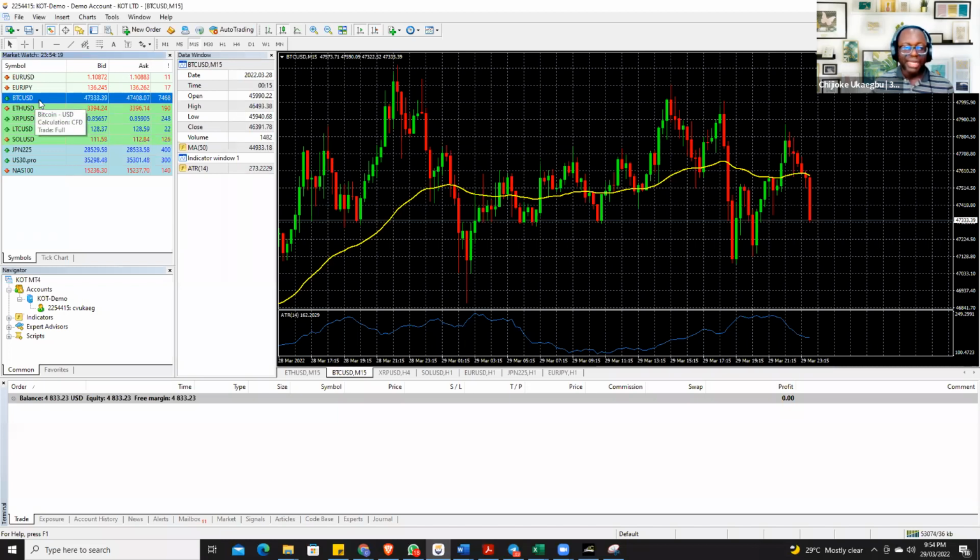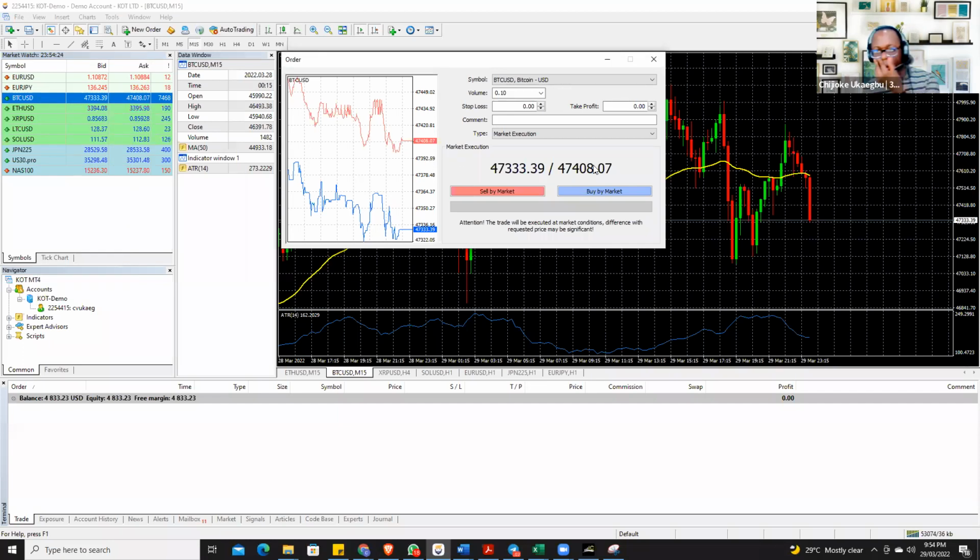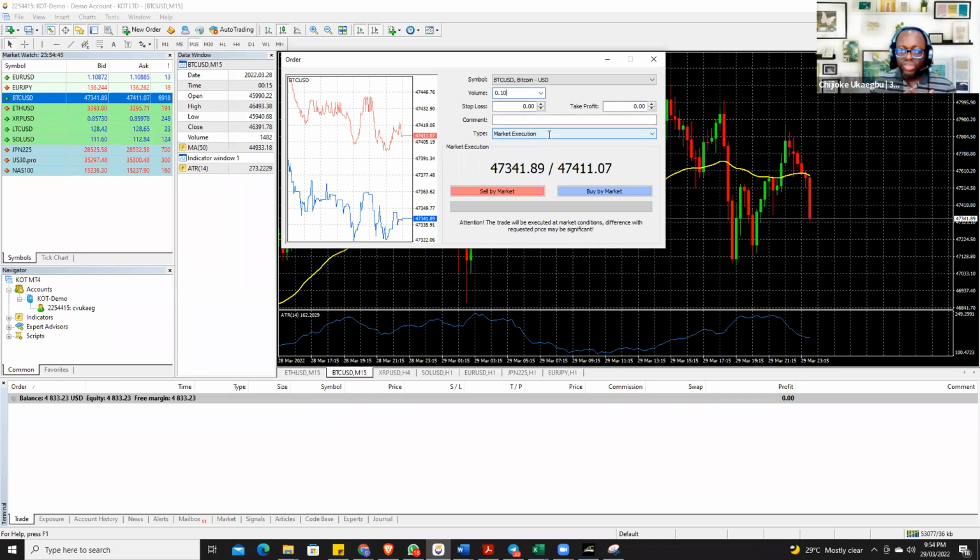What you will do is you will come over to Bitcoin where you have Bitcoin on the left, you right click and you'll see new order. You see something here that's called volume. To start with, just start with 0.1 and make sure you're doing this on your demo account. Do not do this live. Make sure you're doing this on a demo account. So just start with 0.1. Now what you want to do is under this type here, you want type to be market execution, not any of the other options that you have there.